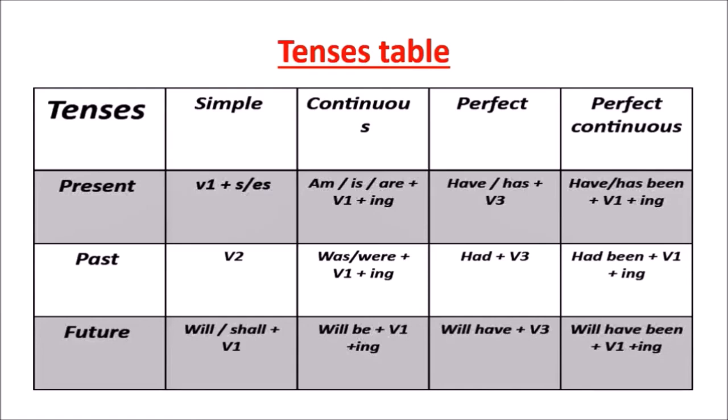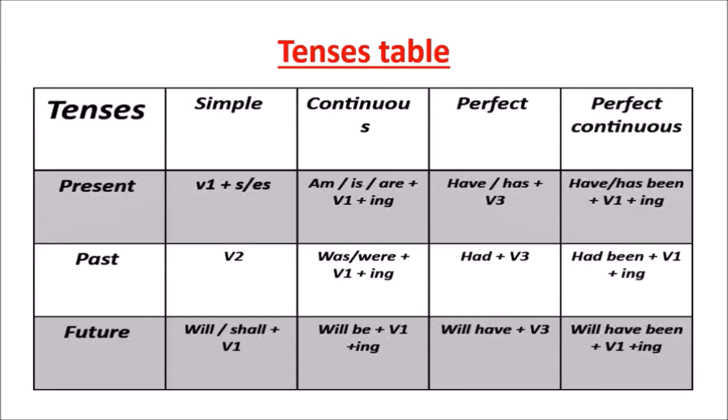So look at the next one, that is past perfect tense. What is the formula? Had plus verb 3. So next is future perfect tense. What is the formula? Will have plus verb 3. So look at the next and the last type, that is perfect continuous form. What is the formula for present perfect continuous? Have or has been plus verb 1 plus ing. Next is past perfect continuous tense, that is had been plus verb 1 plus ing. Look at the final one, future perfect continuous tense, will have been plus verb 1 plus ing.